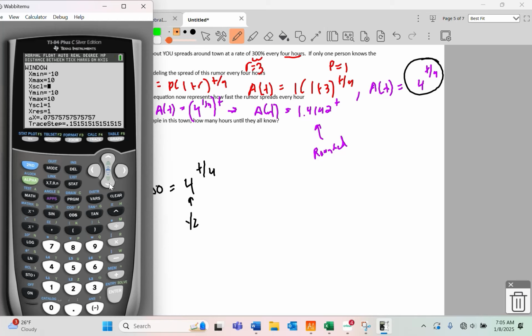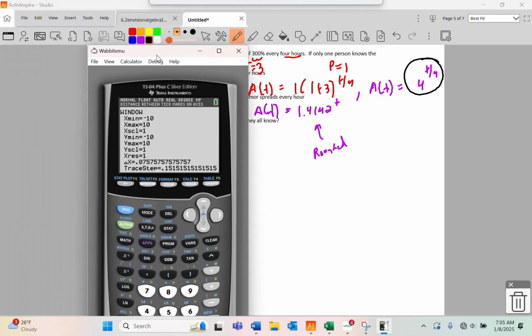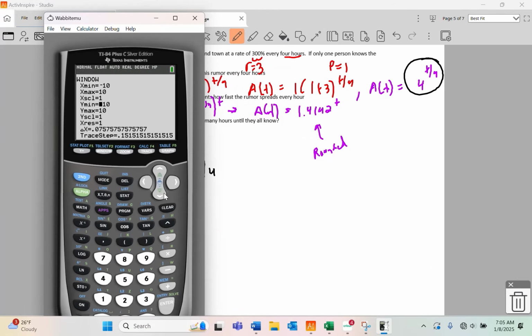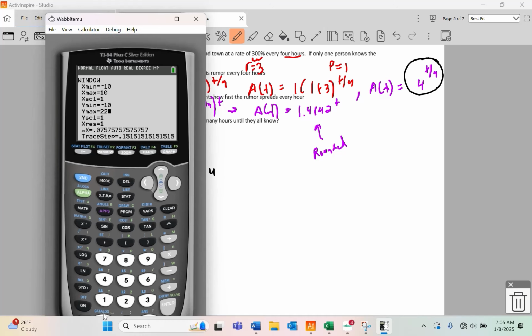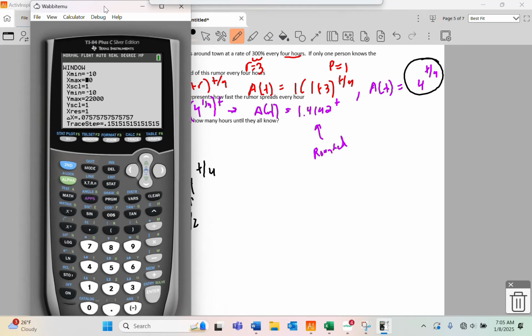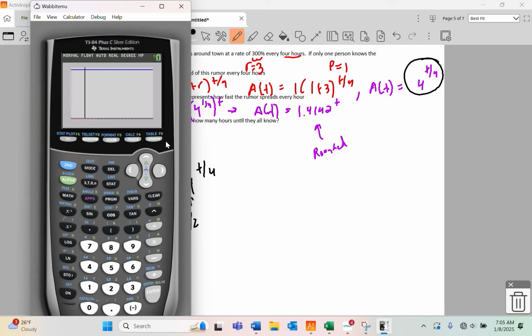Now, obviously, we're going to play with the window some. We need to put probably 23,000. Well, how many people are in the town? We'll set the Y max at 22,000. And I don't know, let's look out 100 hours in the future, although I don't think it'll take that long. Let's look out 50 hours in the future. And once it starts growing, it starts growing. That's the thing about compound interest. Once it starts growing, it starts growing.